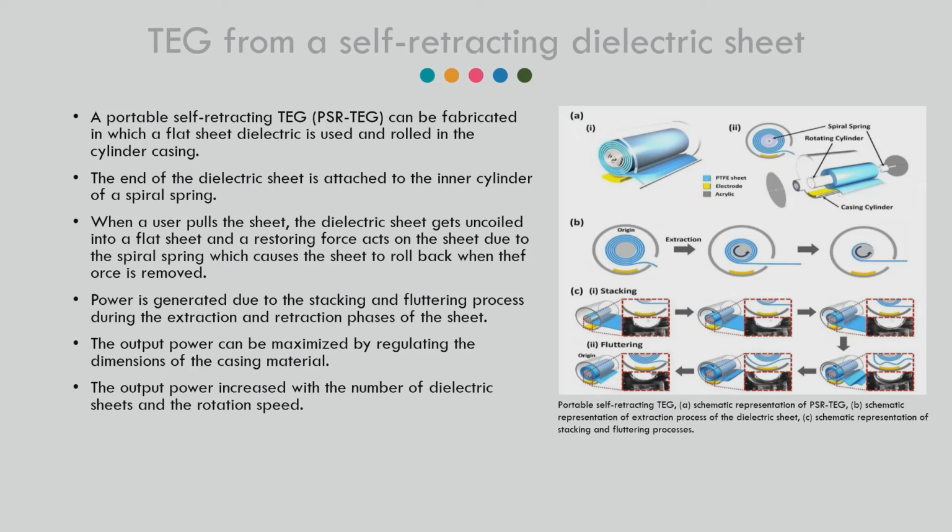The power is generated due to the stacking and fluttering process during the extraction and retraction phases of the sheet. The output power can be maximized by regulating the dimensions of the casing material. The output increases with the number of dielectric sheets and the rotation speed.